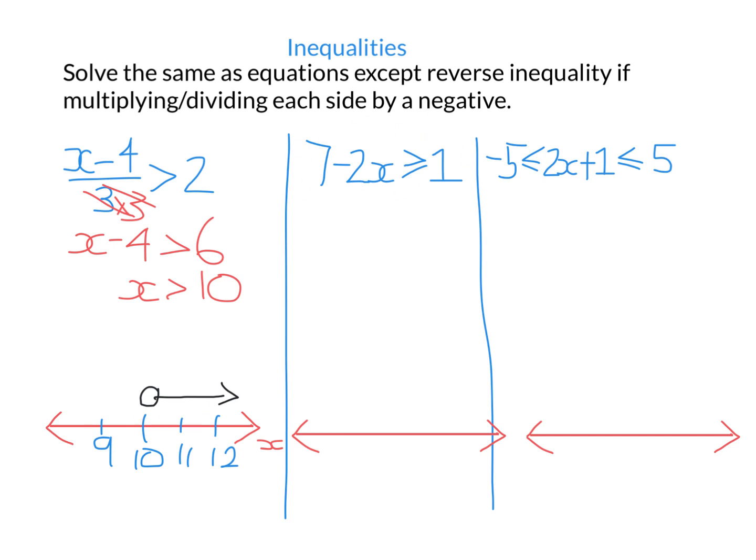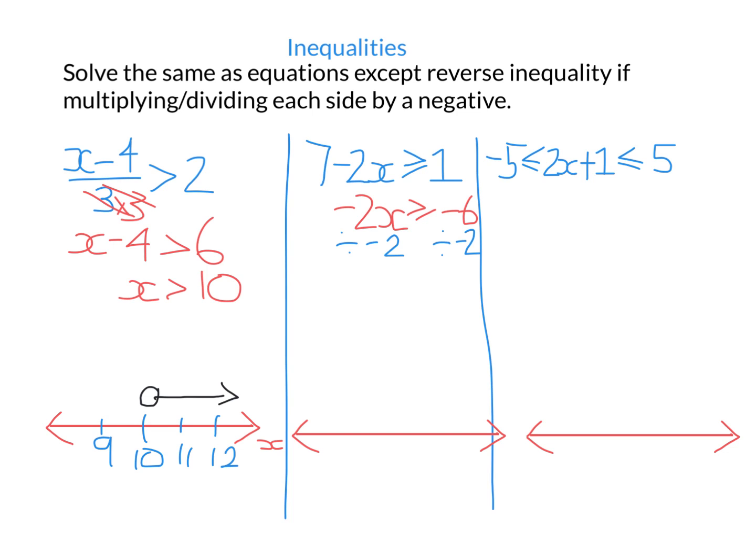Now let's look at this inequality here. So what we need to do is first subtract 7 from both sides. So I get negative 2x is greater than or equal to negative 6. So this is negative 2 times x. To get x by itself, I'm going to need to divide this side by negative 2. What you do to one side, you must do to the other. When you're dividing or multiplying each side by a negative, you need to reverse the inequality.